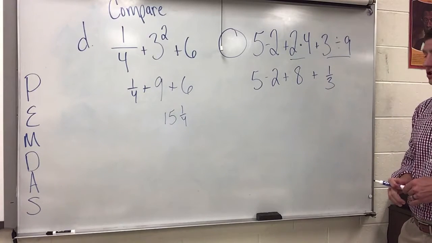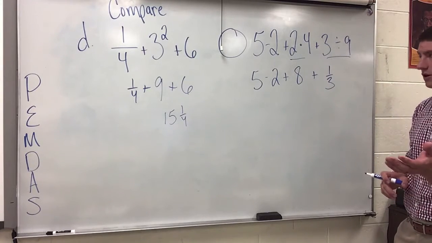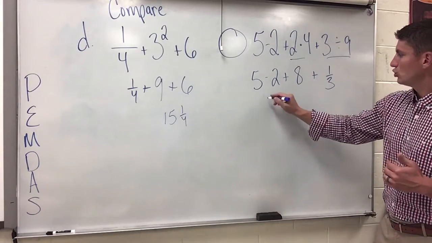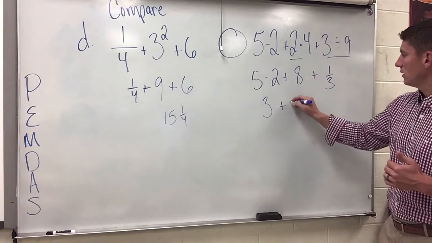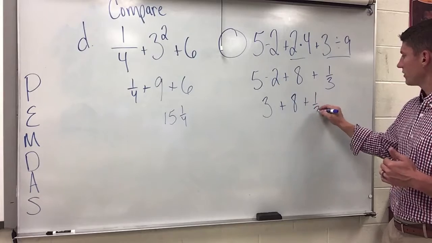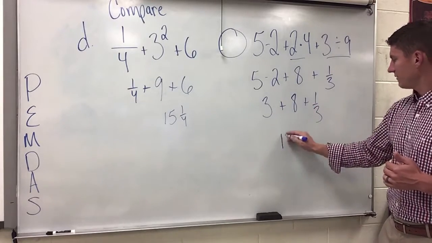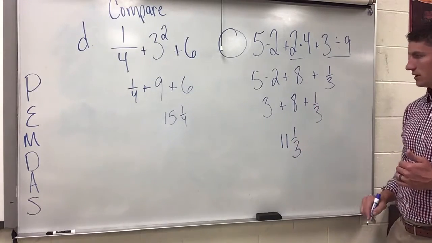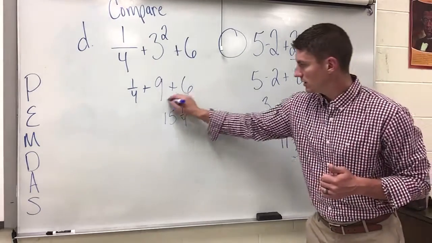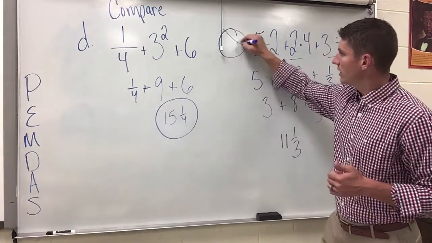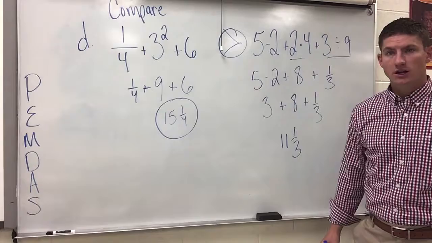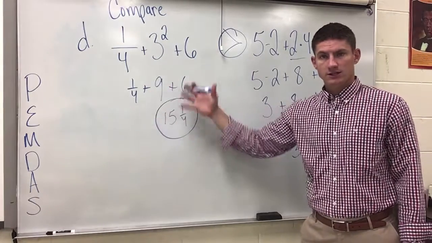Again, with addition and subtraction, we can follow those from left to right. 5 minus 2 would be 3, plus 8 plus 1/3. 3 plus 8 is 11 and 1/3. The larger of those two values is going to be 15 and 1/4. Therefore, the alligator eats the larger number. We're going to have this as the larger portion.